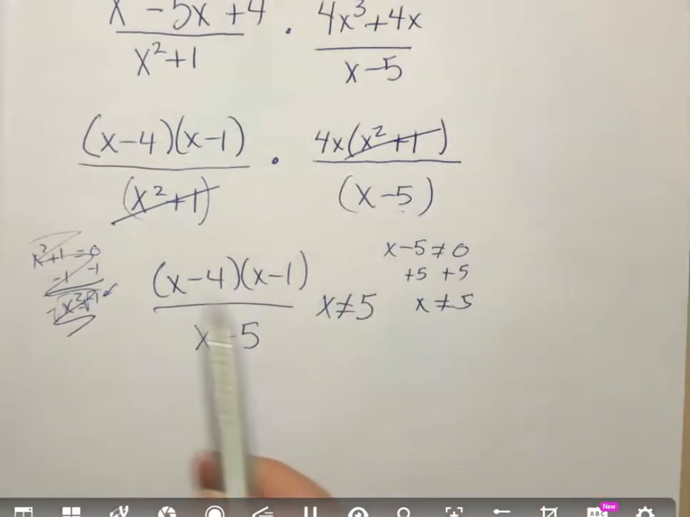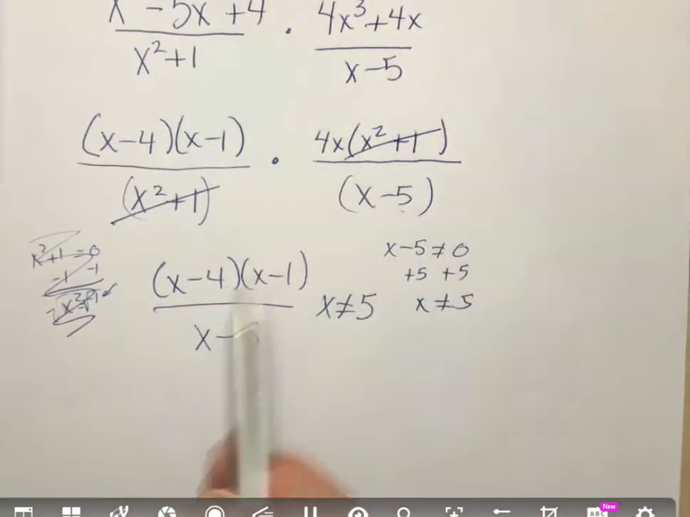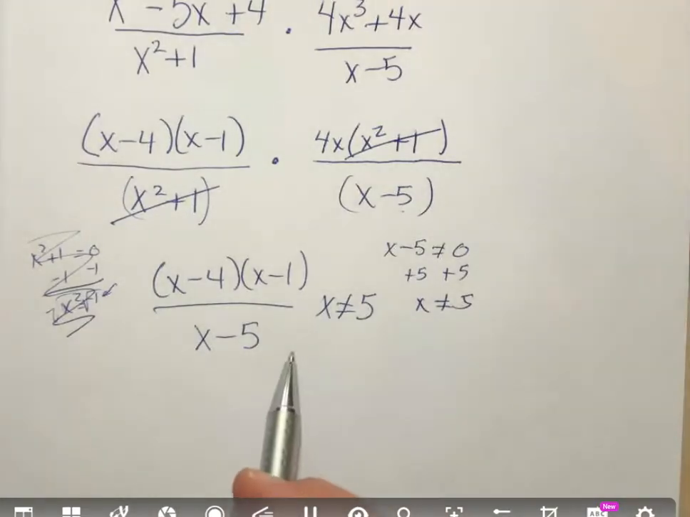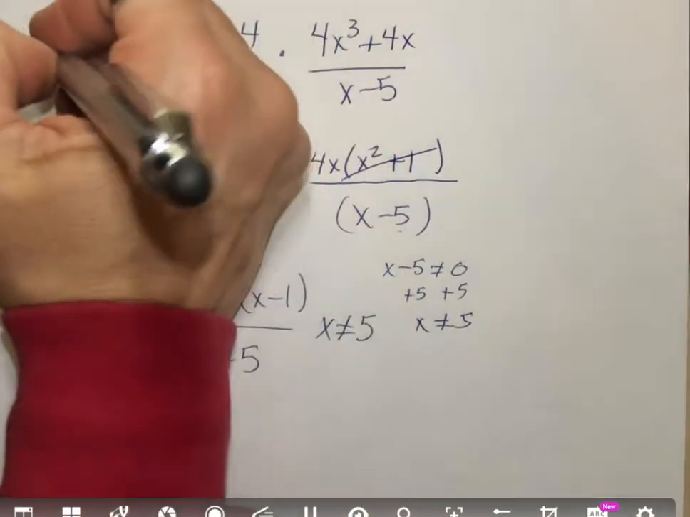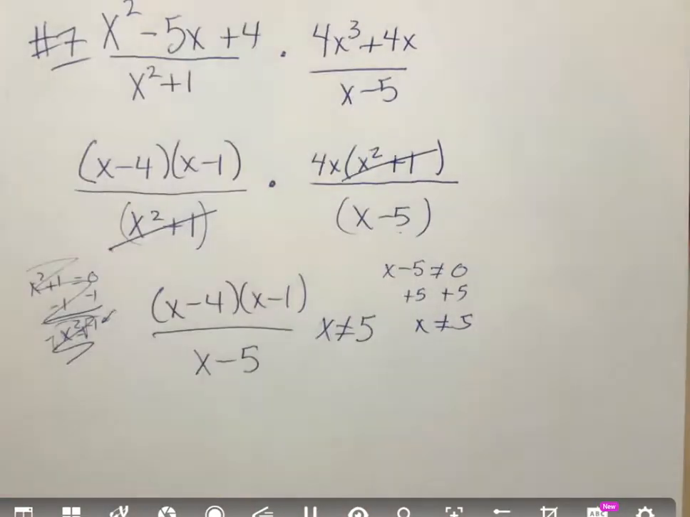Now, some of your answers, they'll go ahead and multiply that back out. But for this example, I'm not going to. So that was experiment number 7. Let's do one more experiment. Let's do this one.